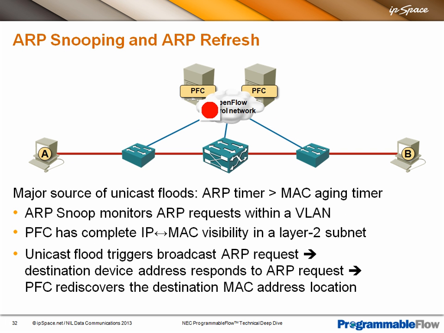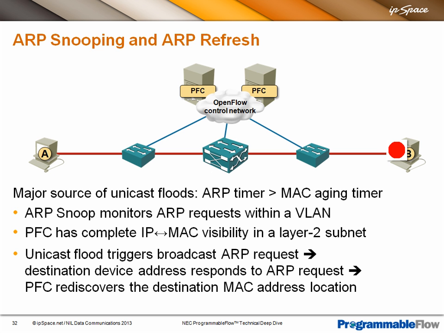You probably know that one of the major sources of unicast flood are the situations where the ARP timer is bigger than the MAC aging timer and you have unidirectional traffic. MAC addresses expire in the controller and in the switches, and because A is only sending the traffic to B and not receiving any traffic back from B, so B could be, for example, syslog host. No one knows where B is, but because the ARP timer hasn't timed out yet, A would not send another ARP request, so no one knows where B is. And we are back to unicast flooding.